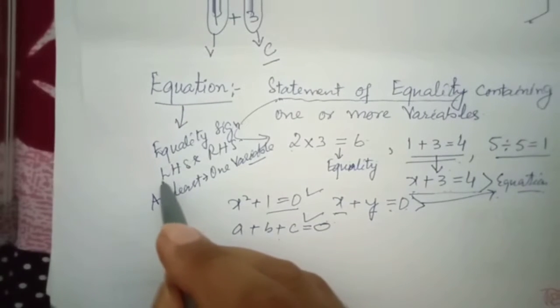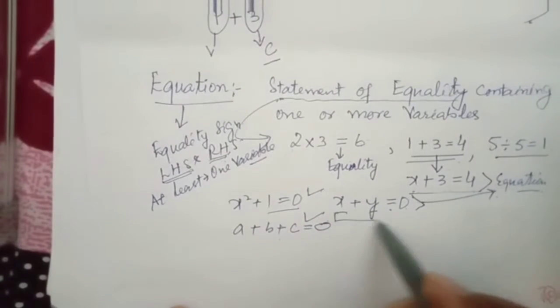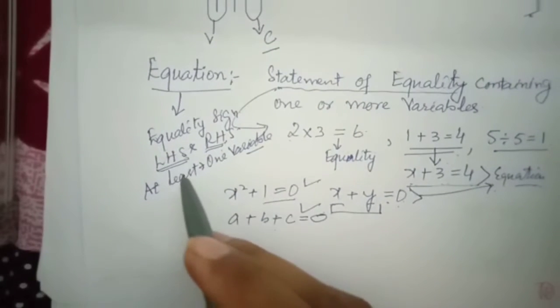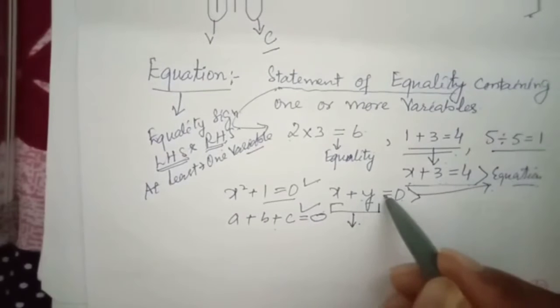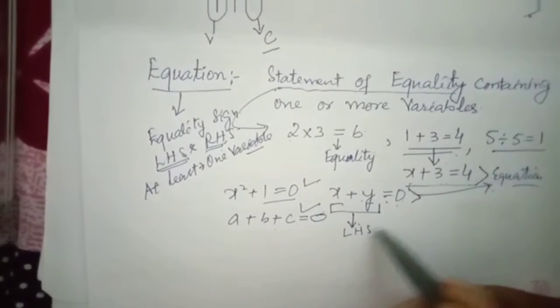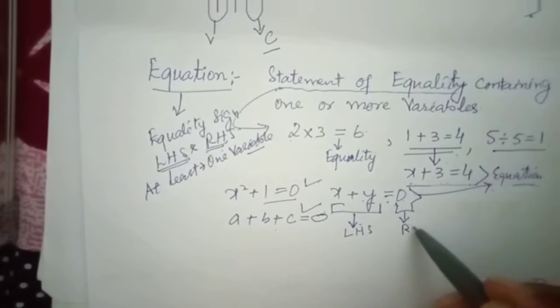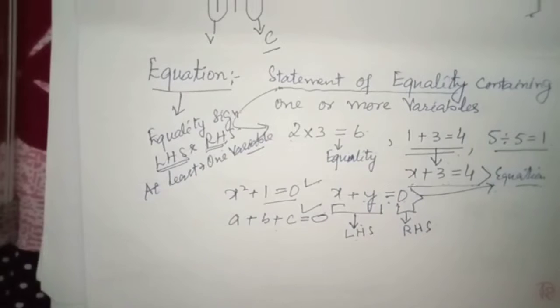Now we need to understand the LHS and RHS. LHS, I hope that you will understand it very clearly. This is left hand side. The left hand side of the equality sign is known as LHS. The right hand side, its short form is RHS. So LHS and RHS.